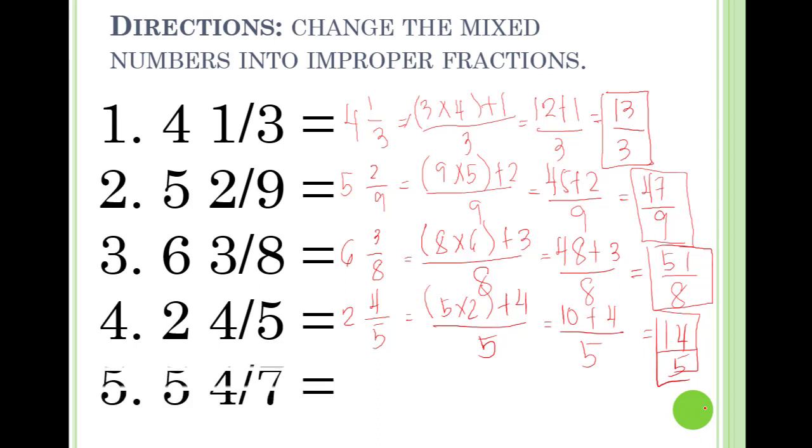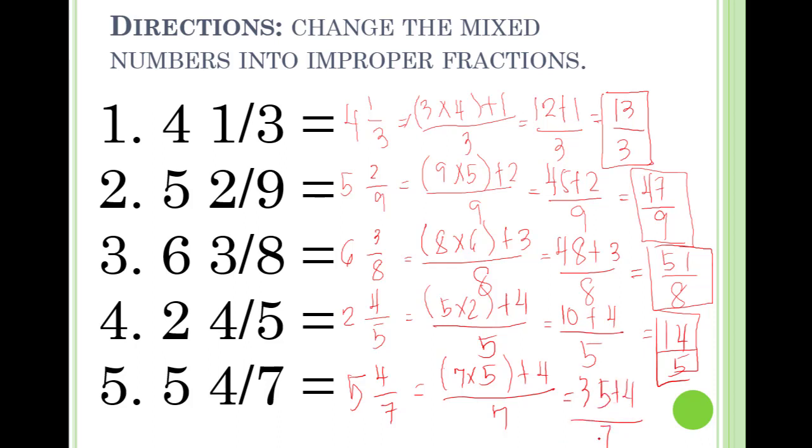And lastly, the final one. Are you still with me? Okay. 5, 4 over 7. Again, what will you do? Correct. You need to multiply 7 times 5 plus 4 over, what is the denominator? Yes, that is 7. You're almost there. 7 times 5, what is it? Yes, that is 35 plus 4 over 7, which is now 39 over 7.